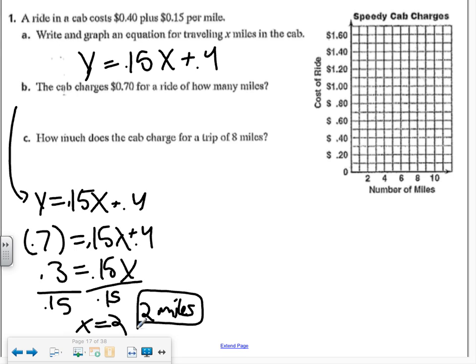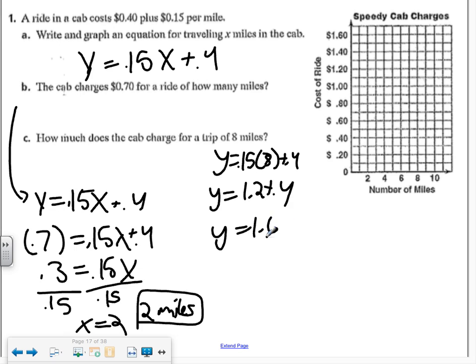How much does a cab charge for a trip of 8 miles? Here we are substituting 8 in for x. So y equals 0.15 multiplied by 8 plus 0.4. y equals 1.2 plus 0.4, or y equals 1.6. So the answer, $1.60.